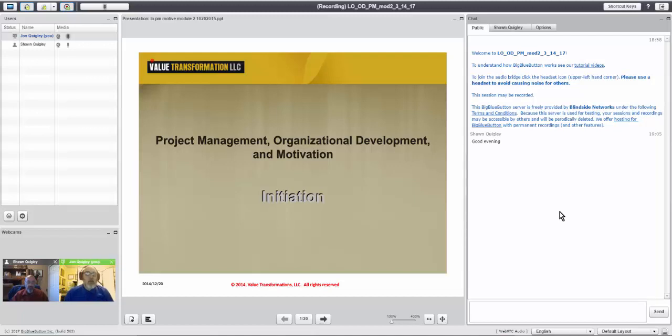Hello again, and welcome to Module 2 of this Value Transformation Project Management, Learning Organization Development, and Motivation. Today we're going to take a look at the initiating phase of a project.